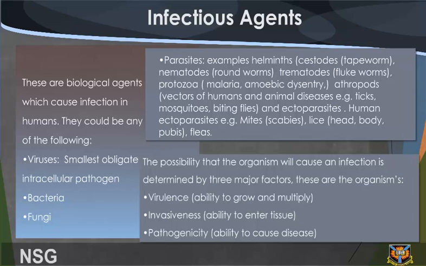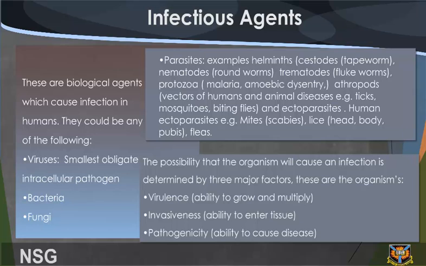Arthropods, vectors of human and animal diseases, e.g., ticks, mosquitoes, biting flies, and ectoparasites. Human ectoparasites, e.g., mites, scabies, lice (head, body, pubis), fleas.